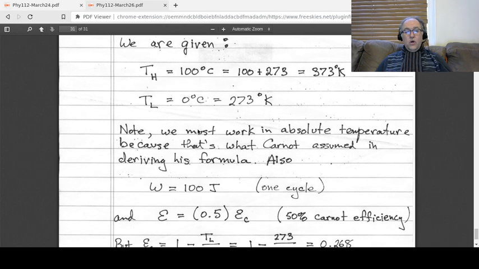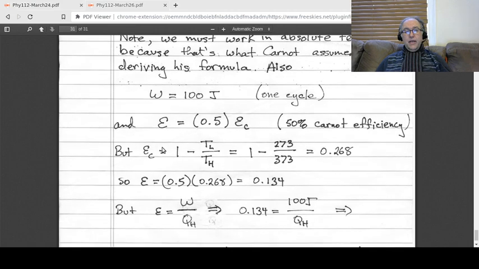All right, the other thing I tell you is that there's 100 joules of work done, and also that the true efficiency is 50% of the Carnot efficiency. Well, we have enough information to calculate the Carnot efficiency. So epsilon c is equal to 1 minus TL over TH. That's 1 minus 273 divided by 373, and that turns out to be 0.268. What that says is that, of all the energy that you absorb from the boiling water, at best, 26.8% of it can become work.